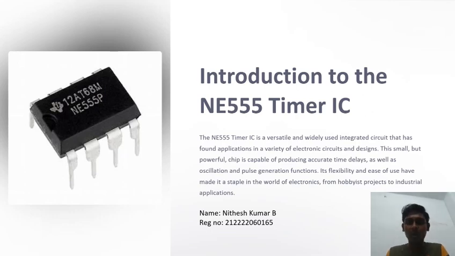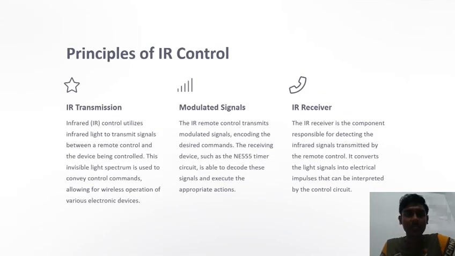This is a small chip, but its use is very important because it is used in oscillation and pulse generation. Because it's low cost, it is mostly used everywhere in electronics. So we see about it. Next, we are going to see about the IR controlled 555 IC delay timing.